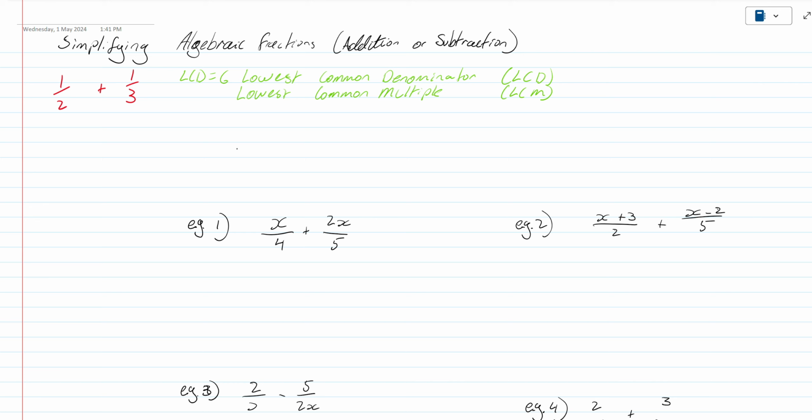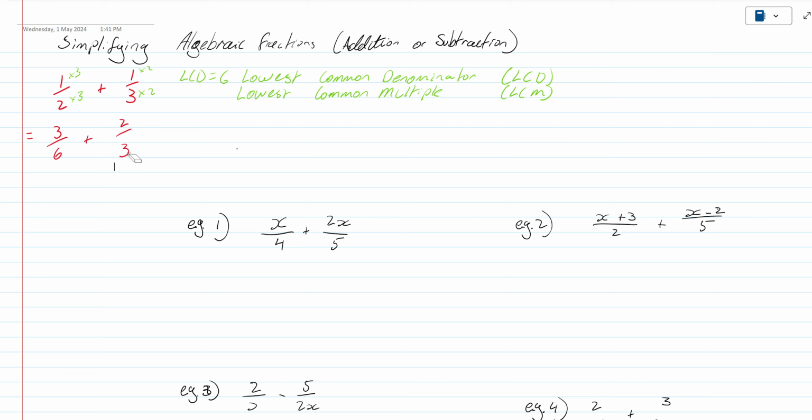So then we need to ask, how do we get 1/2, where 2 is the denominator, to equal 6? Well, we times by 3. What we do at the bottom, we must do to the top. And this side is times by 2. So now we have 3 over 6 plus 2 over 6.